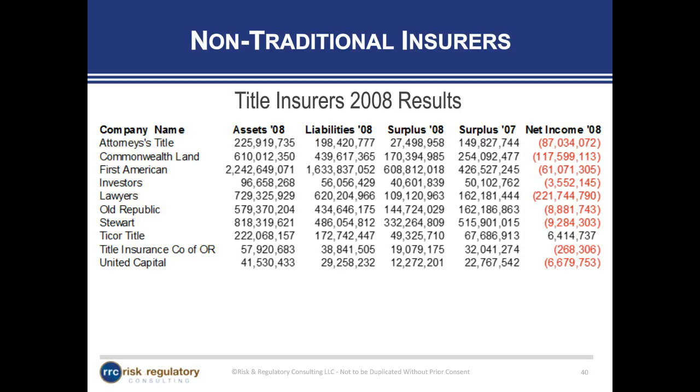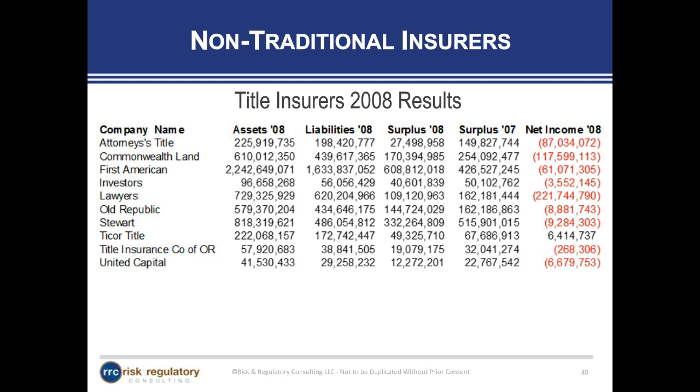Title insurers, while the losses are lower than mortgage guarantee, they're certainly significant to the entities. If you look at, for example, lawyers, they lost more than their ending surplus in 2008.